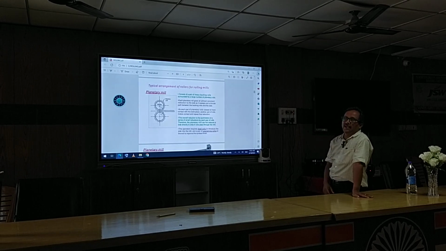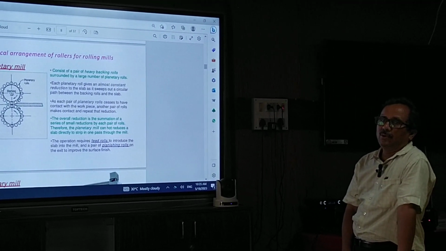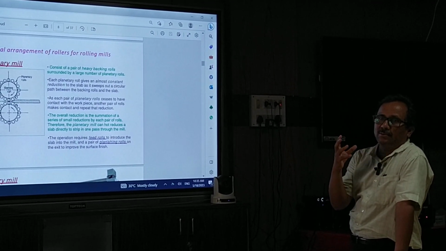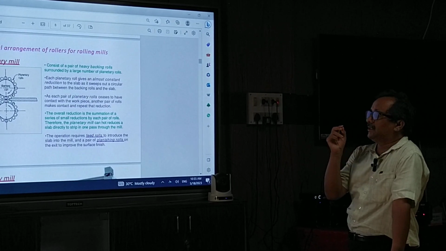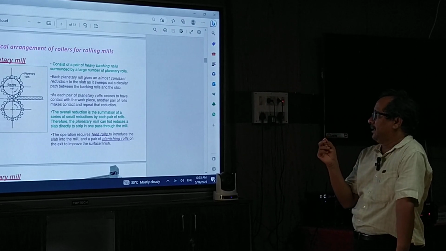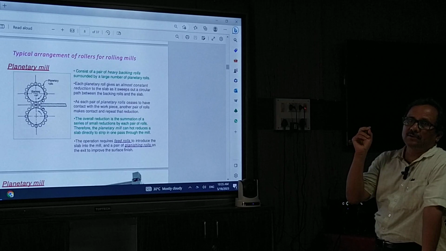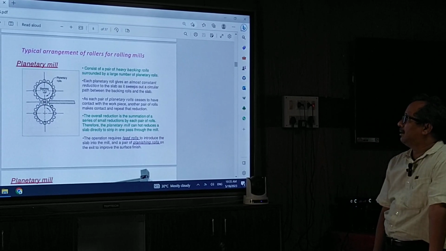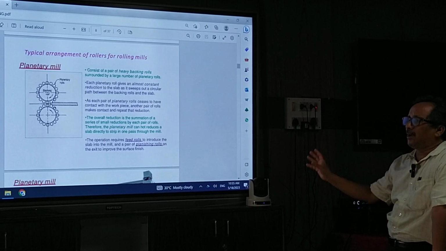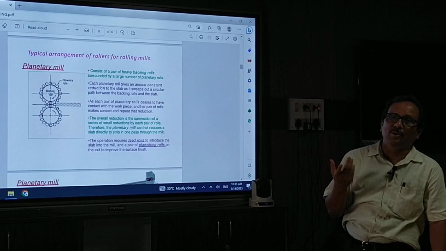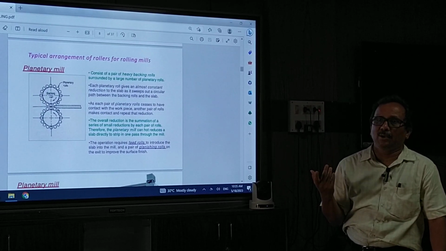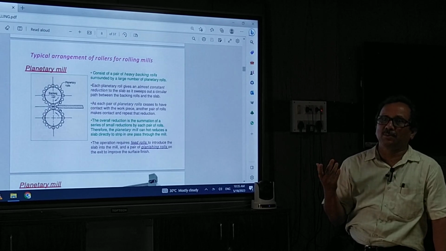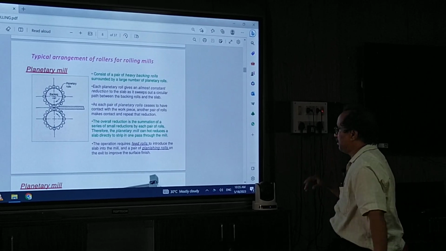So this is a planetary mill, which consists of large backup rolls with small planetary rolls. When the product enters the first stage, finally it will come through to the finish. So this is one type of mill, the planetary mill, as usual. Others are tandem mills, 2 high mills, 3 high mills, reversing mills, all these classifications of mills.